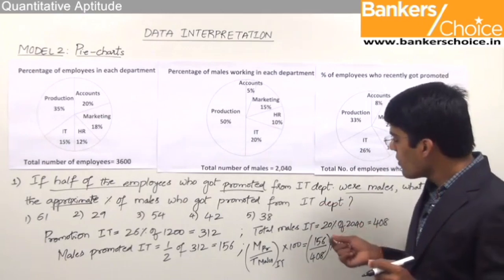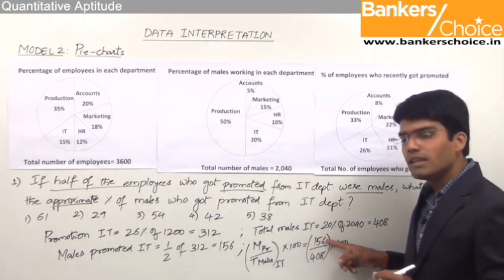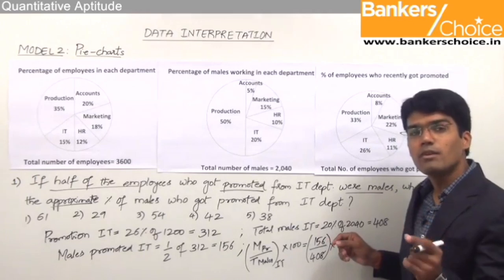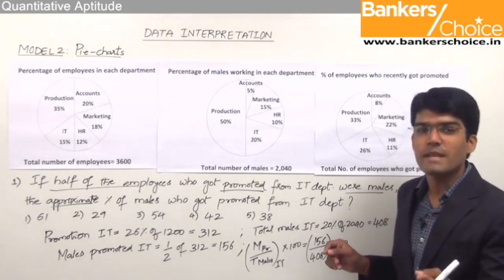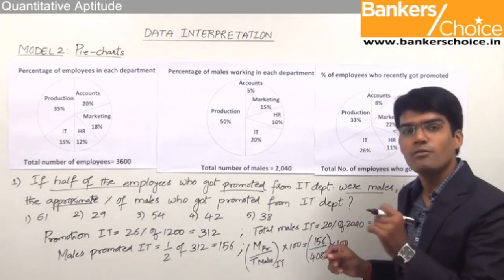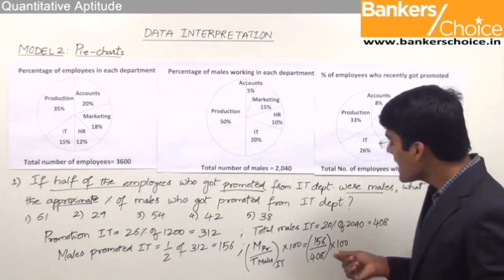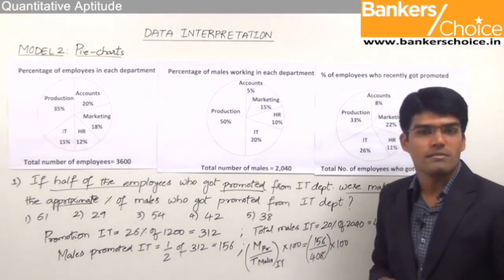So 40 into 4, 160, is approximately equal to 156. So we are here taking 40 4 times. 40 we know is 10%. 10% is being taken 4 times. 10% into 4 is 40%. So we can say that this is approximately 40%.